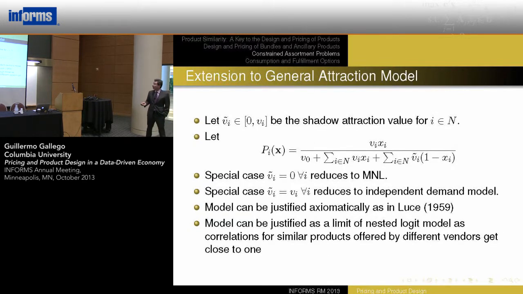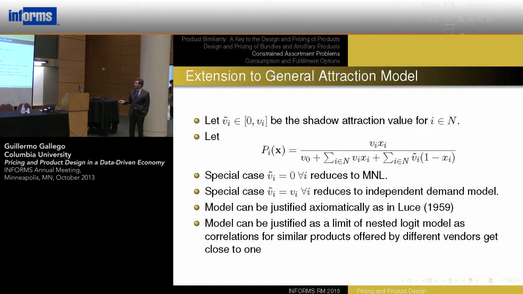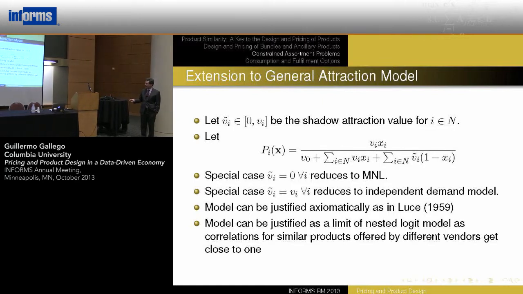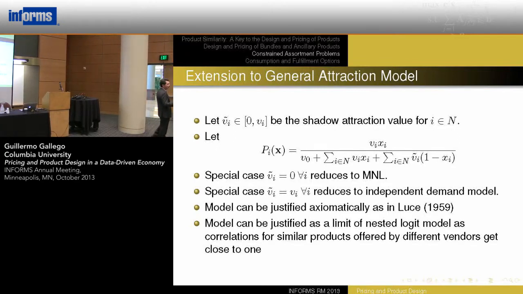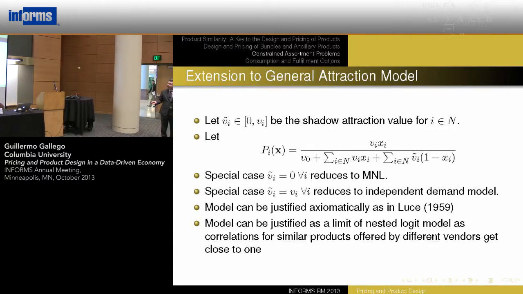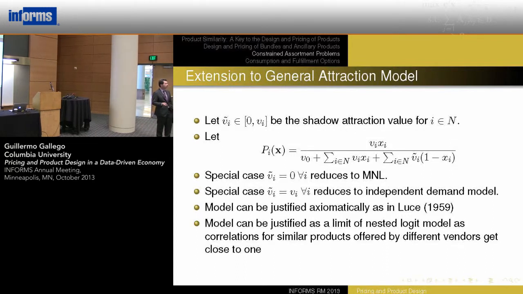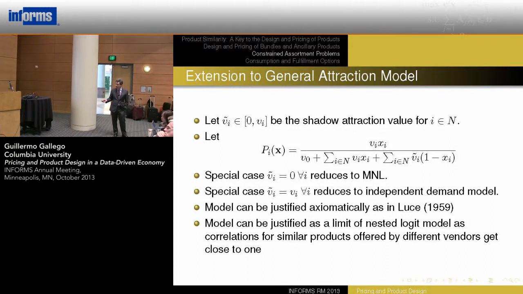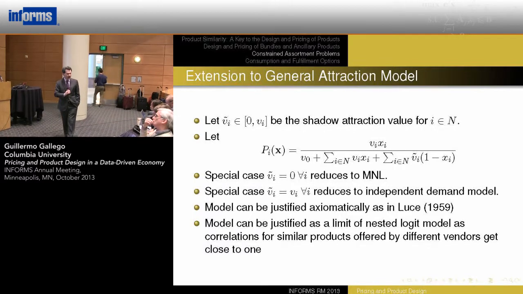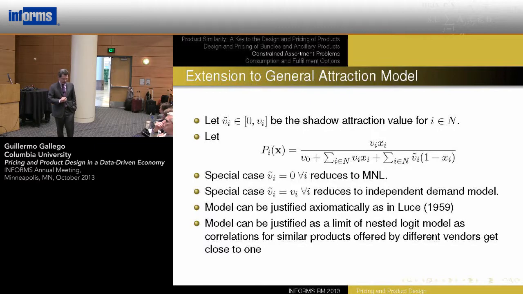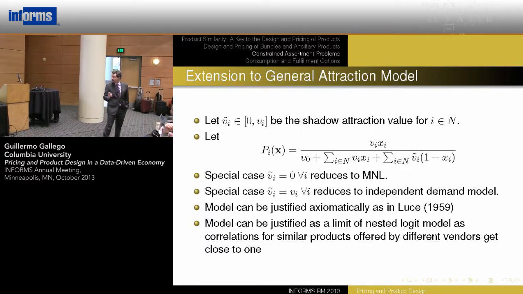that, we developed this model that we call the general attraction model, where in addition to the attraction value for each product, there is a shadow attraction value between 0 and VI. And then the formula essentially is the same, except that it changes the no purchase alternatives by adding these terms. So by adding the shadow attractiveness of the products that the firm is not offering. Now, if you see that case VI tilde equals 0 reduces to the MNL, in the case where VI tilde is equal to VI, reduces to the independent demand model. So this model captures everything between the independent demand model and the MNL, the basic attraction model.